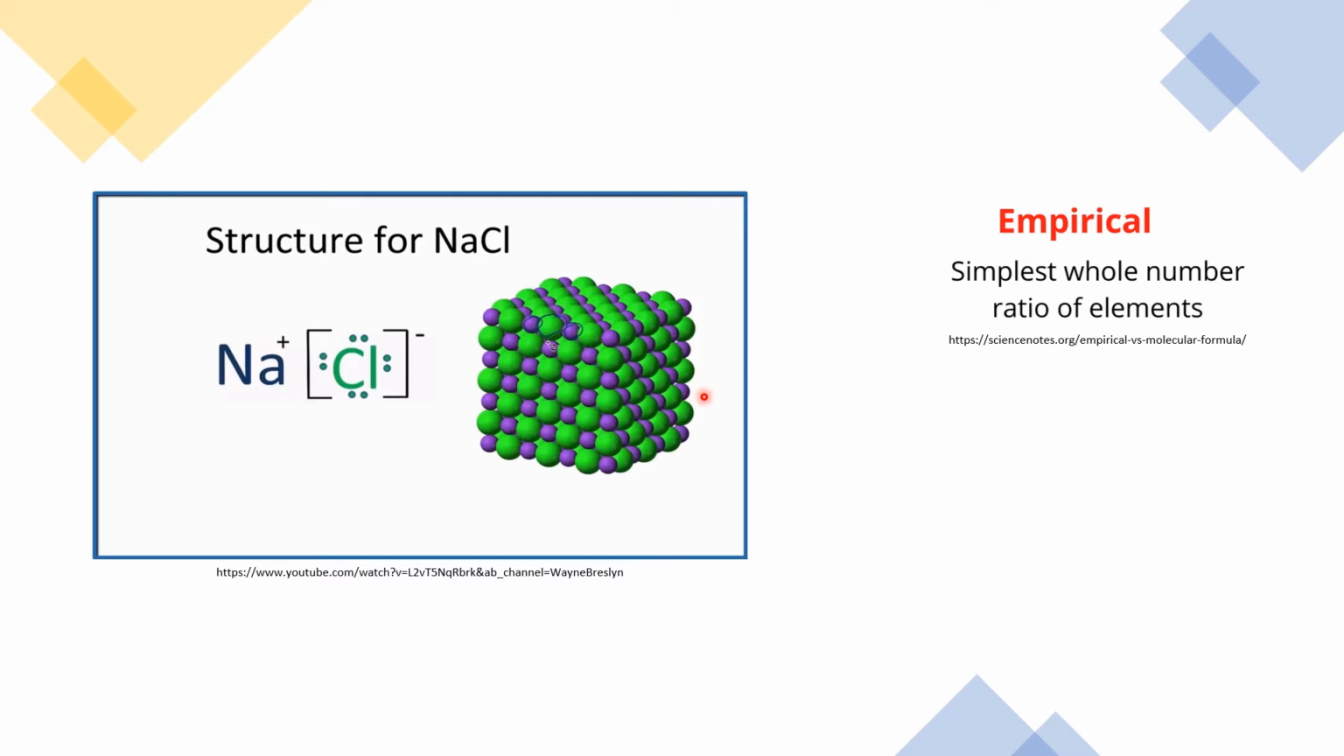So what we do instead, and what becomes really useful when we're doing all sorts of various calculations, is to use an empirical formula, the simplest whole number ratio of elements. So for example, for sodium chloride, it's written NaCl. Despite there being more than one sodium and chlorine particle, they exist in a ratio that is exactly 1-to-1.